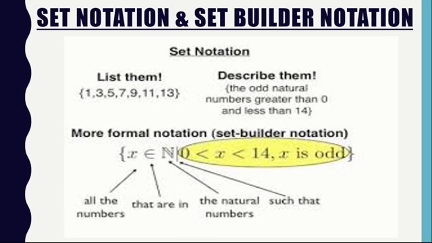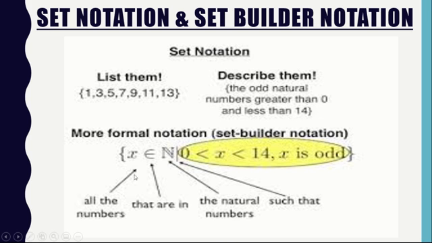In set notations we can describe the set in numerical form and in theoretical form. How can we write the set in numerical form? By making a list of them as 1, 3, 5, 7, 9, 11, 13. How can we write them in theoretical form? The odd natural numbers greater than 0 and less than 14. This is a set of odd natural numbers which are greater than 0 and less than 14. It means that we can describe the set notation in numerical form and in theoretical form.